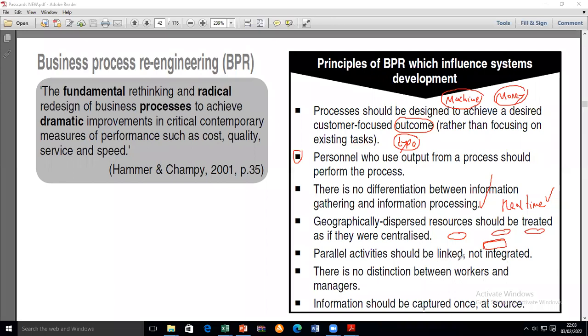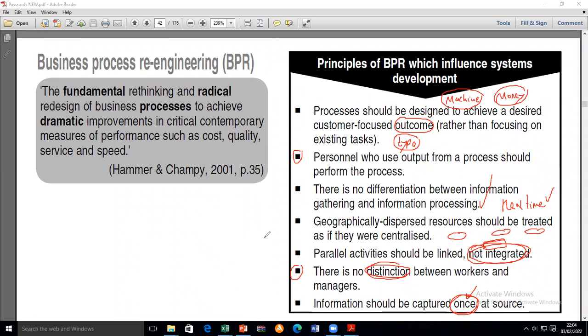Parallel activities should be linked, not integrated, because when you try to integrate them, you are going to increase the time. So we want immediate, quick interaction. Otherwise, if you try to integrate them, it may take a bit of time. So things can be happening at the same time. There's no distinction between workers and managers. That's what happens after BPR; for you to get a quick service, that distinction is removed. Information should only be captured once. That's what happens now, isn't it? Information is really captured only once.